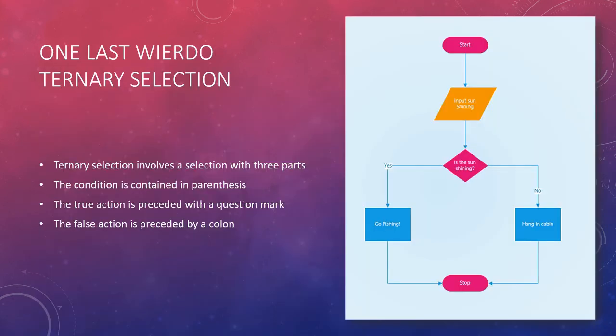Now we have one last weirdo type of conditional expression, and that's the ternary condition. And the ternary selection involves a selection with three parts, basically. First of all, we have the condition, and then we have the true action, and then we have the false action. So all three of these things are all put together in one statement, making it the ternary type statement. Here's an example. It's not any different than the others we've looked at. We want to check to see if the sun is shining. If the sun is shining, we're going to go fishing. If the sun is not shining, we're just going to hang in the cabin.